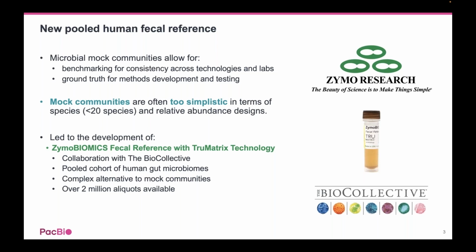And the great thing is there's over 2 million aliquots available. And because of the way it was produced with the true matrix technology, the material is consistent across these different aliquots, making it broadly available and useful for the research community. And at PacBio, I am really interested in understanding what's in this community. And so as an empirical standard, this is a little bit different because we don't have a ground truth for which species are present and their relative abundances. But with deep sequencing, we can attempt to fully characterize the sample. And I'm going to be showing how we're doing this using taxonomic profiling as well as metagenome assembly approaches.